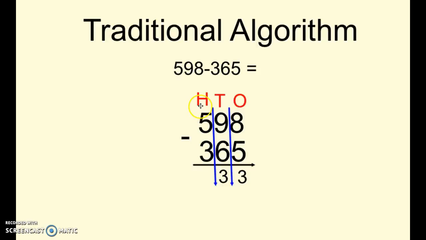Then I move to my hundreds column. This 5 is a 500 minus 300. 500 minus 300 is 200. And when I represent 200 in the hundreds place, I put a 2. So my answer then is 233.